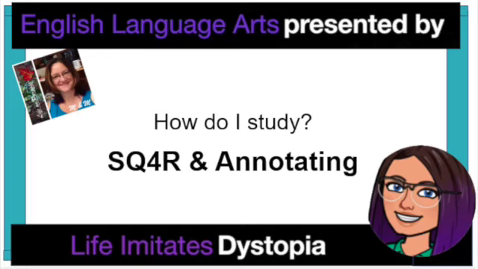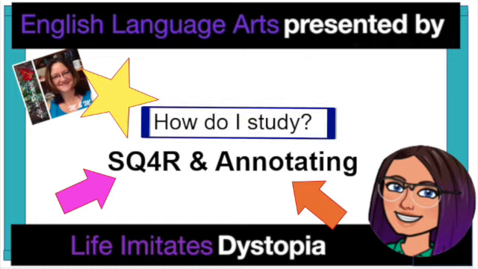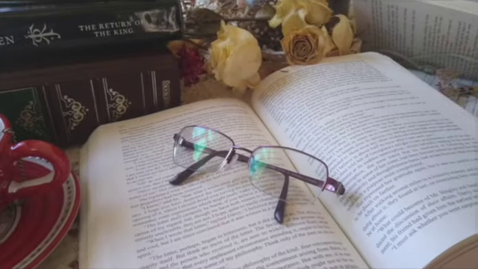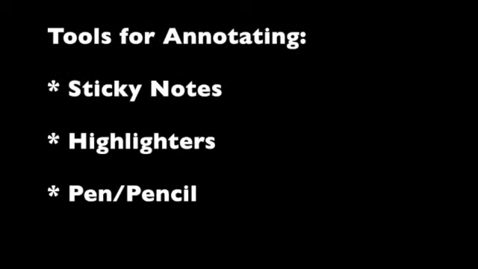Let's connect how you annotate a text back to SQ4R and note-taking. Annotating is simply making notes of explanation or comments about what you're reading. Three tools that you need for annotating are sticky notes, highlighters, and a pen or pencil.